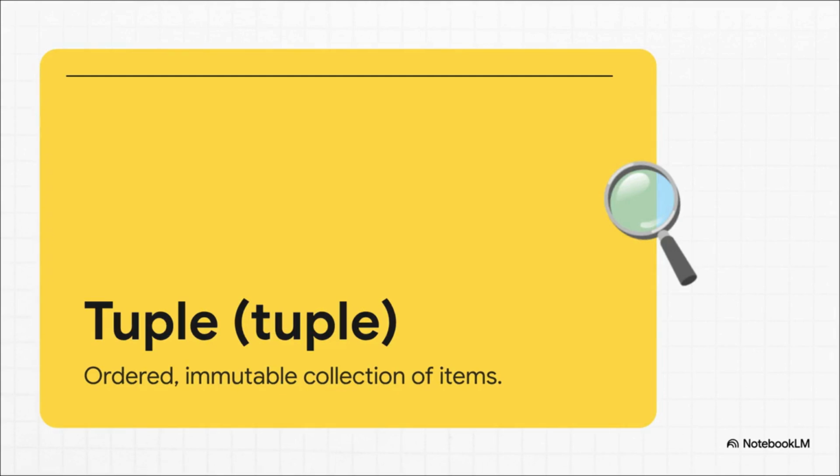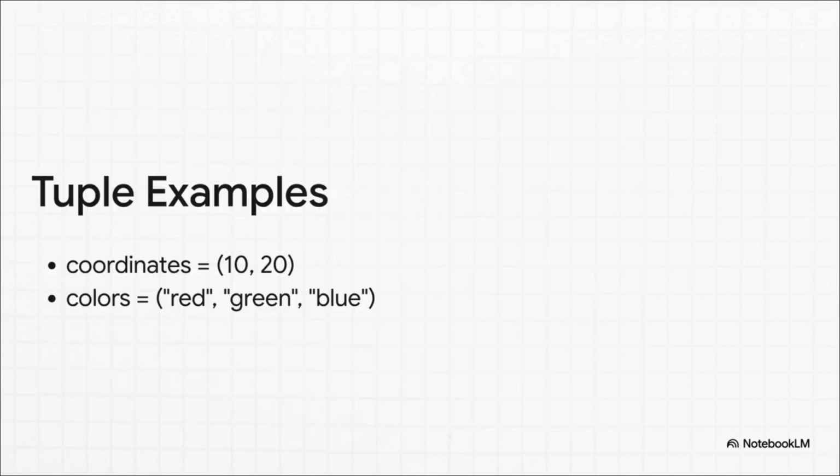Next up, meet the list's close cousin, the tuple. Now, it looks a lot like a list, but there is one massive difference. A tuple is immutable, and that means once you create it, you cannot change it, ever. It's locked in, which is great for data that you know shouldn't be altered. You make tuples with parentheses instead of square brackets, and they're just perfect for things that need to stay constant, like a set of XY coordinates or a fixed list of colors.